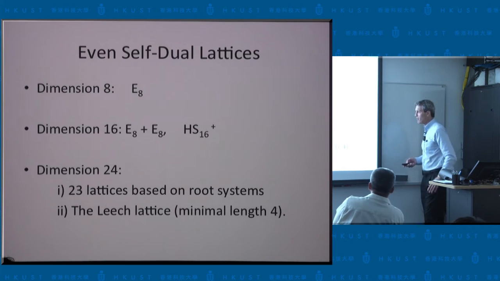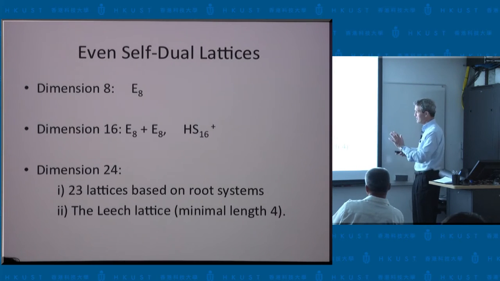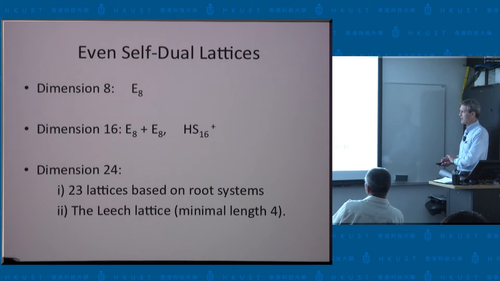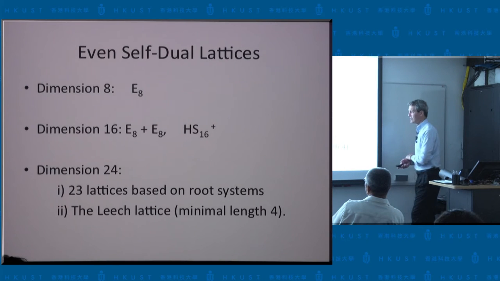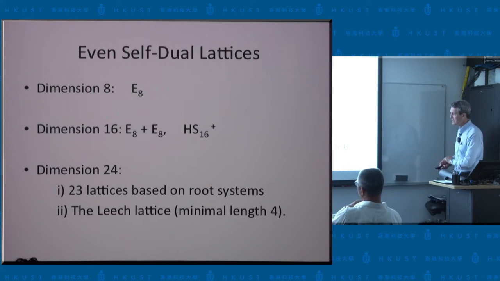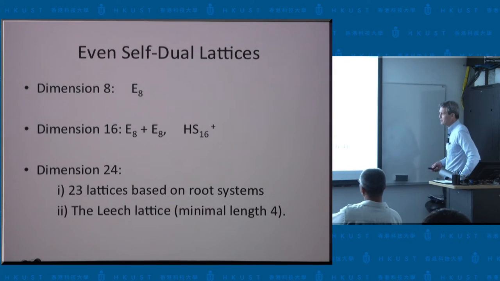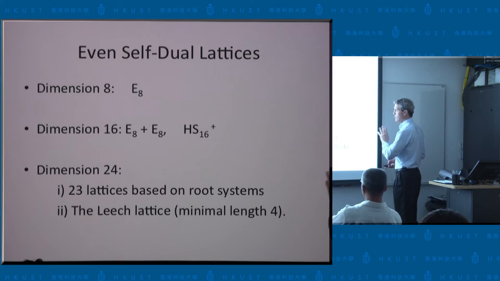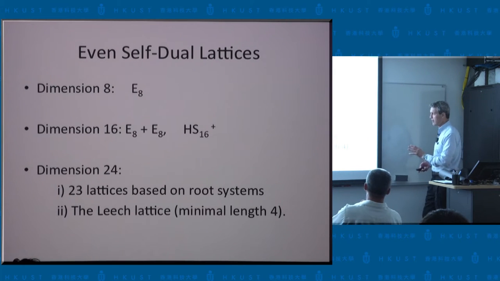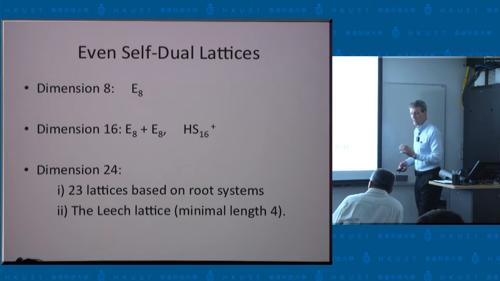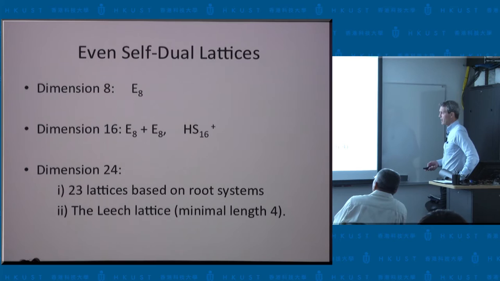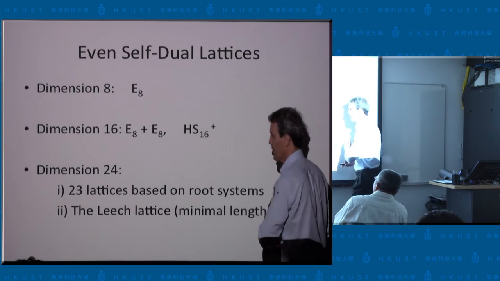And then in dimension 24, things get substantially more interesting. It turns out that there are exactly 24 even self-dual lattices. 23 of them are related to Lie theory in significant ways. They're based on root systems. And then the 24th one is another unique object in the universe. It's called the Leech lattice. It's the only even self-dual lattice in 24 dimensions in which the minimal length is 4. Okay, so this is in dimension 24. There's another 24.